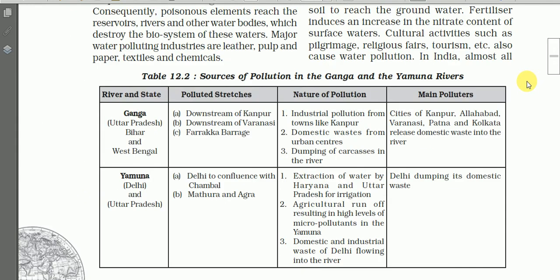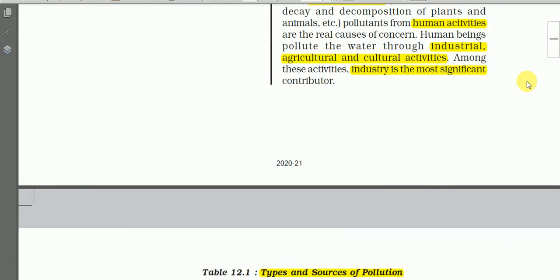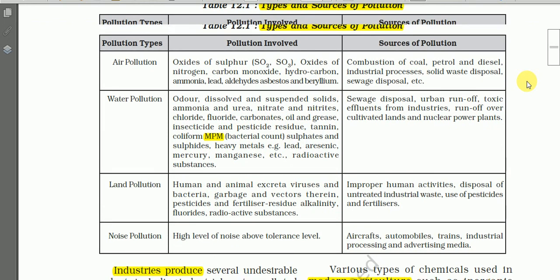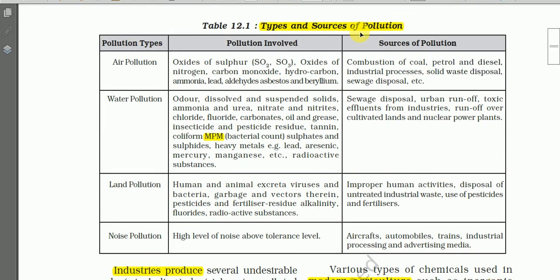Okay, then here is the summary. This is the last part of this chapter. Last time we did not read it. I thought that it would be better if we read at the end. This will be the summary of this chapter. So this table tells the types and the sources of pollution, different types of environmental pollution.